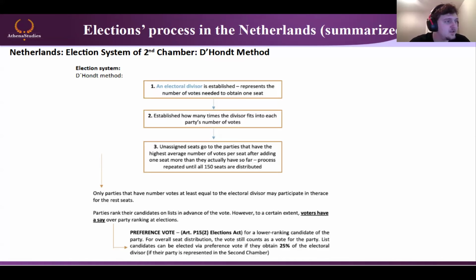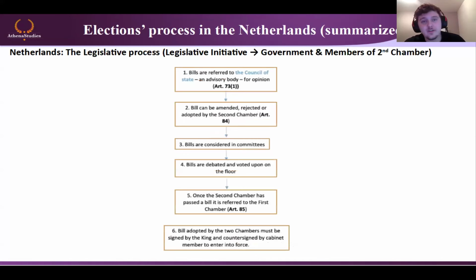Alrighty, so we go on. Also, I included something about the legislative initiative about the government and members of the second chamber. So here again, the 6 steps. Very nice to have. So it will be in the notes, but I also wanted to include that in the slides so that you can kind of see the structure of where the information belongs to.